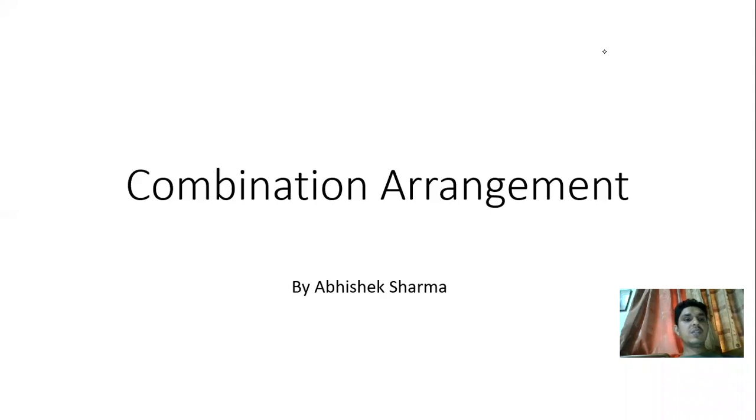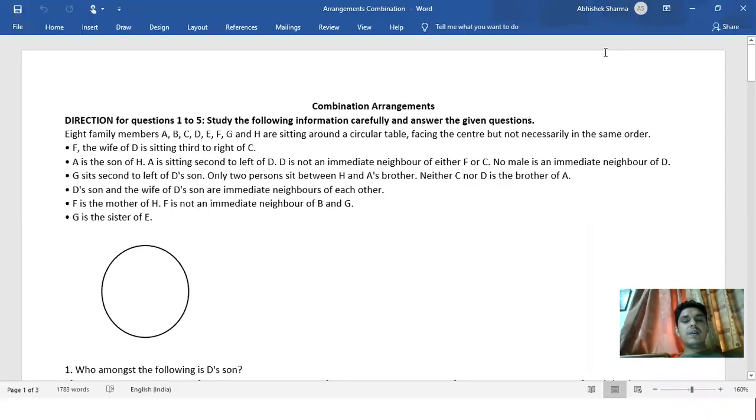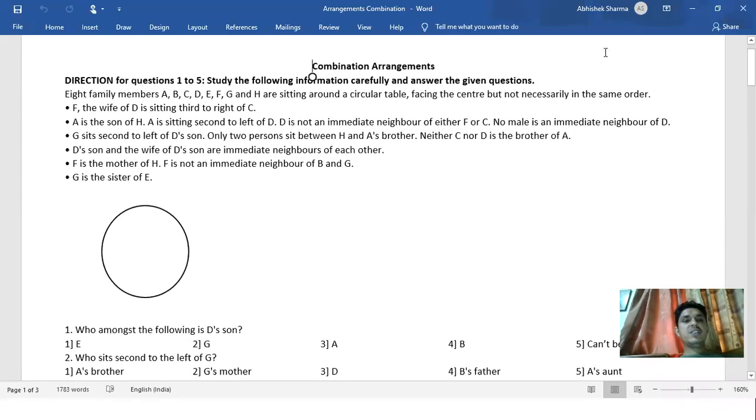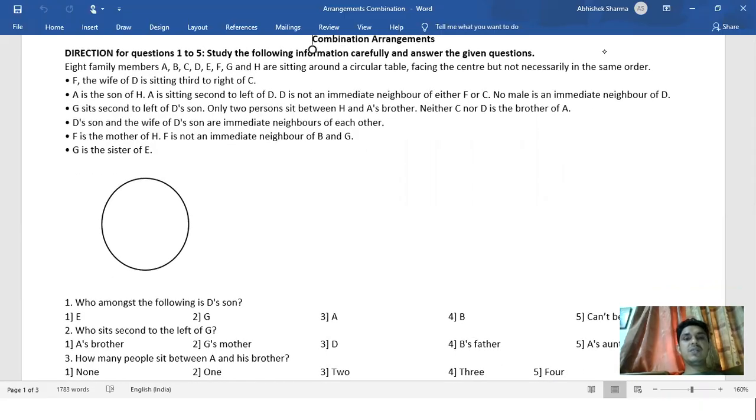So I'm starting with a question, like how the question will be. The question will be something like combination arrangement. Directions 1 to 5: Study the following information carefully and answer the given questions. 8 family members A, B, C, D, E, F, G, H are sitting around a circular table.